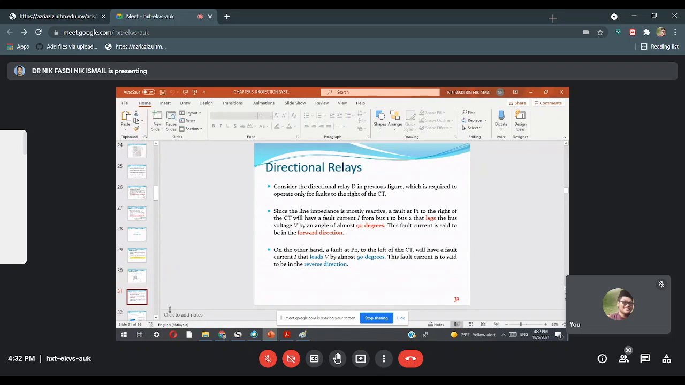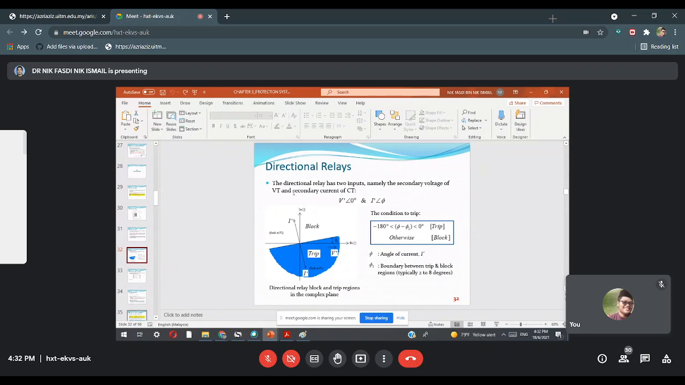So this explains: directional relays have two inputs, namely the secondary voltage of the VT and the secondary current of the CT. Alright, the condition to trip. So this is its diagram, the directional block. It means it will trip in this region. Actually this is the forward region. This is the reverse region. It will not turn on.